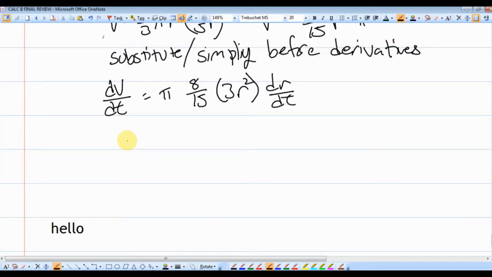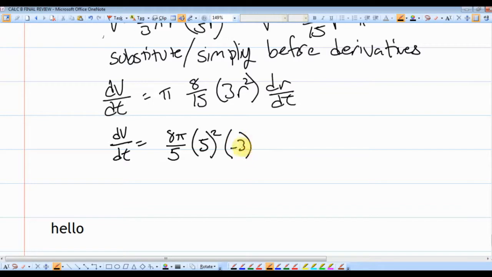We can now substitute the things that we know. We know that r is 5 and dr/dt is -3. dV/dt is then equal to, well, we can simplify that also. That's 8 pi over 5, times the radius 5 squared, and we're told that dr/dt is -3. Oh gosh, we can cancel out another 5. 5 times 8 is 40, 40 times 3 is 120. So this means that dV/dt is -120 pi.